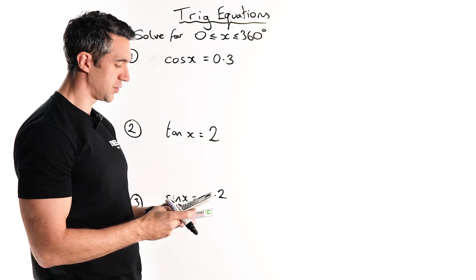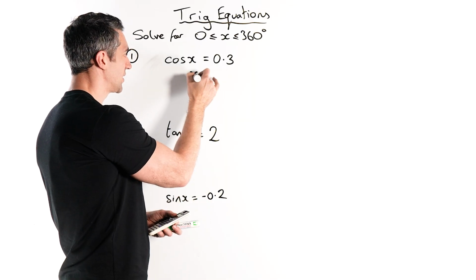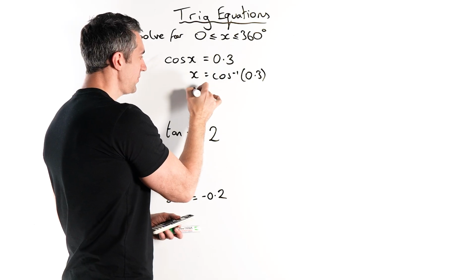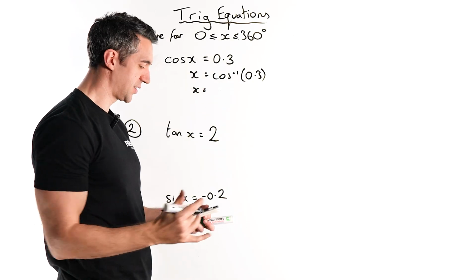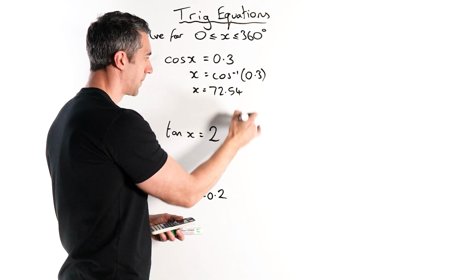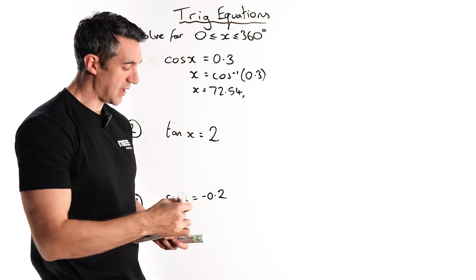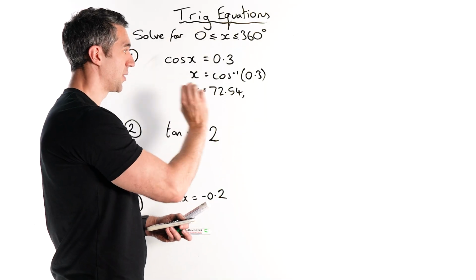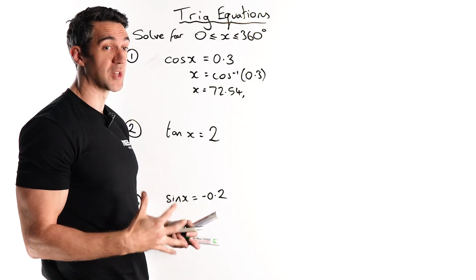and we do inverse cos of 0.3. So we can say inverse cos of 0.3, and that gets us a solution from our calculator of 72.54. Okay? Now the problem is that there are more solutions for our equation between 0 and 360, but our calculator is not going to tell us those. So we need to go and find them.